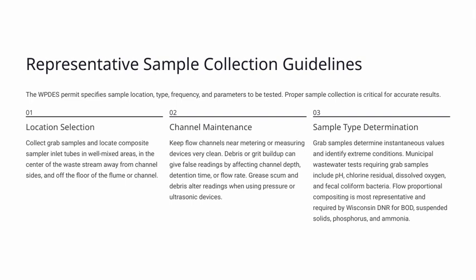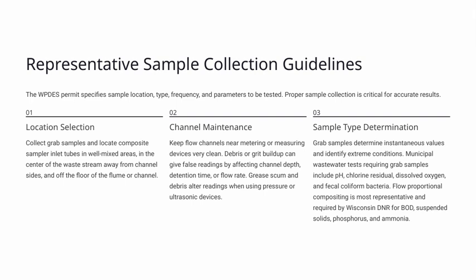Next, channel maintenance plays a vital role. Keep the flow channels near metering or measuring devices very clean. Debris, grit, or buildup can cause false readings because they affect channel depth, detention time, or flow rate. Additionally, grease, scum, and debris can interfere with pressure or ultrasonic measurement devices, leading to inaccurate data. Regular cleaning is key.